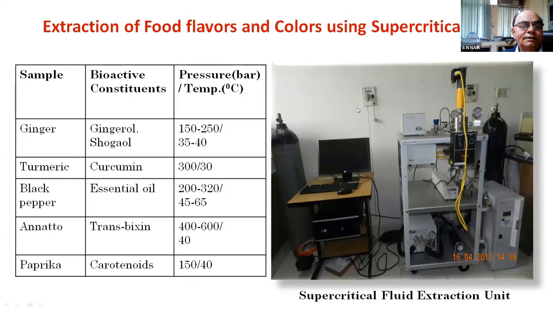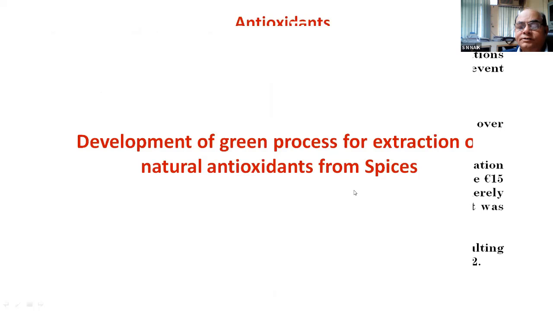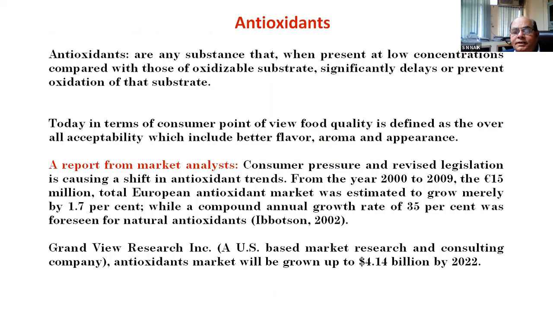Even large scale plants are also running. I have given some examples of ginger, turmeric, black pepper, annatto, food color, paprika that we have done in the lab. Basically, we are trying to develop a green process for extraction of natural antioxidants from spices. I'll give two examples, we have published in many papers also. You can find that the antioxidant market is increasing day by day, and there is around a 4.1 billion dollar market in future.